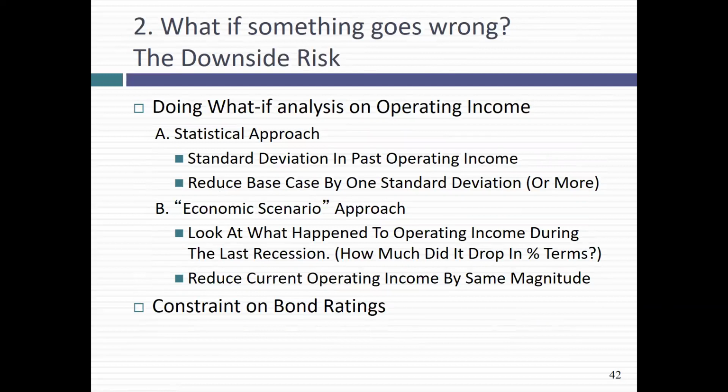An alternative is the economic scenario approach. So we can look at what happened to operating income during the last recession, and then we can see, if we reduce our current operating income by the same magnitude, what's going to happen to our optimal debt ratio. And then we're going to talk about what happens to our optimal debt ratio if we have certain constraints on bond ratings, if we, or the managers, require, let's say, a AA or a AAA rating.